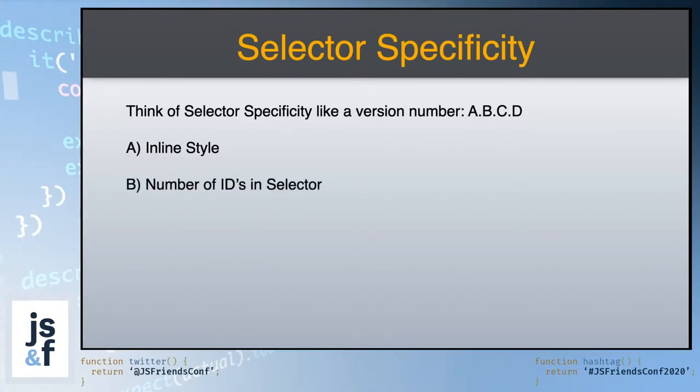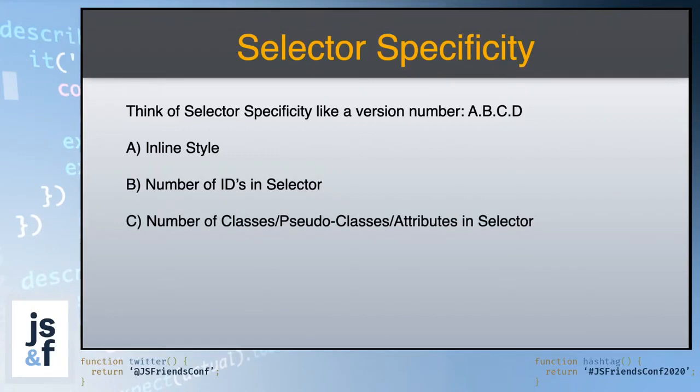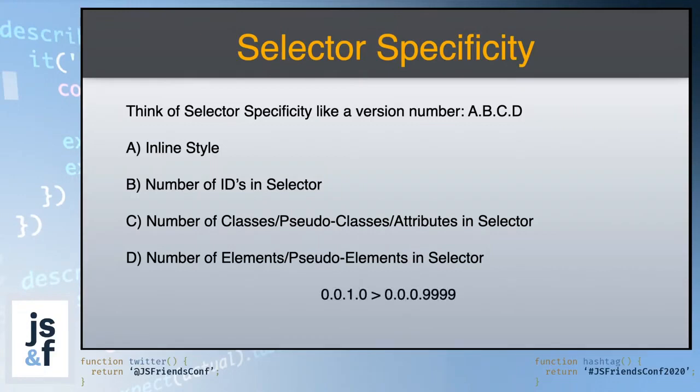For B, the specificity counts the number of IDs in a CSS selector. For C, the specificity is determined by the number of classes, pseudo-classes, and attributes in a CSS selector. And then finally at D, it counts the number of elements and pseudo-elements in a selector. I think the reason the versioning metaphor resonates so strongly for me is because no amount of elements or pseudo-elements will be able to override a single class, just like no amount of classes will ever override a single ID.